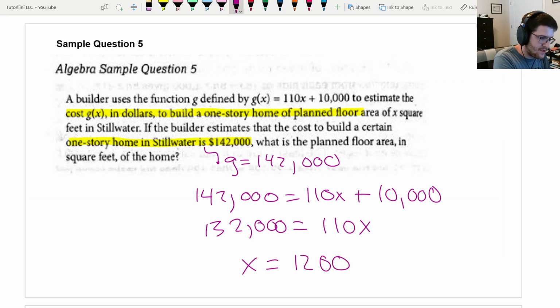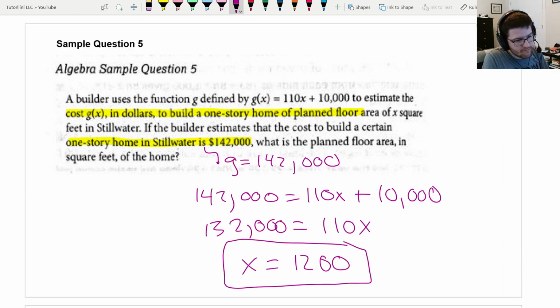You can absolutely solve this equation on Desmos. You just type it in. Could also just type in the original equation and then type y equals 142,000 and see the intersection. 1200 is correct, and always just check, is what you just solved for what they're asking you? So x is square feet, and they want the planned area in square feet. Okay, so we did a good job. We don't need to change the units or something. There's no extra step at the end. Great, looks good. 1200 is right.